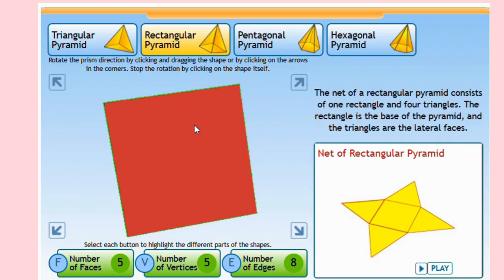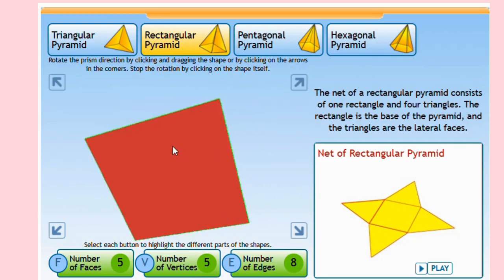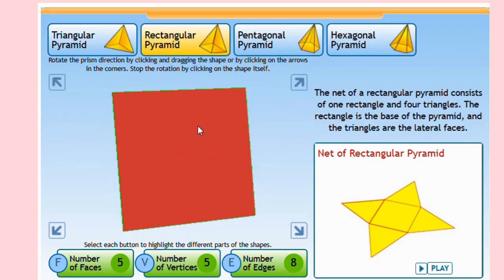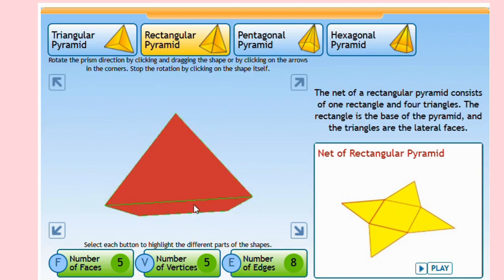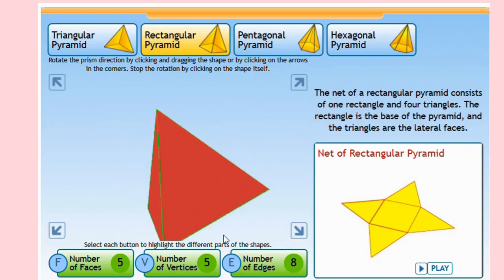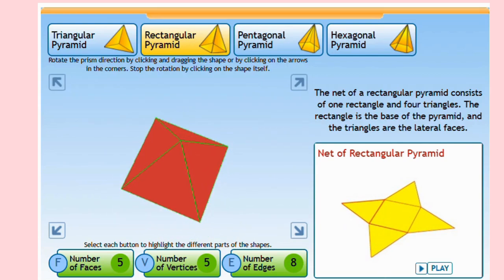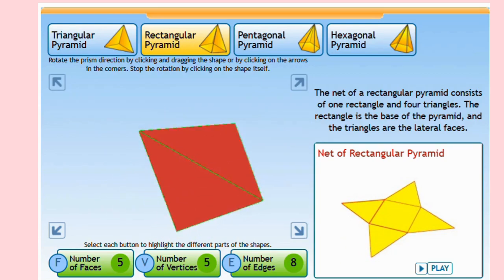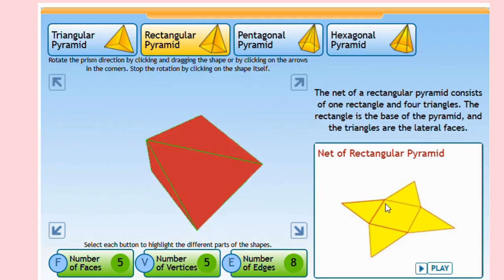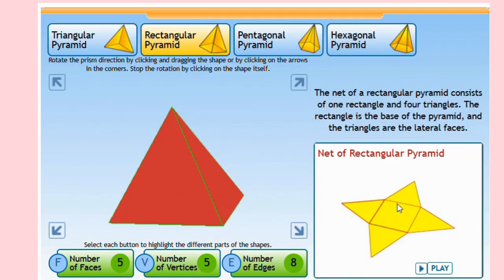A pyramid has only one base, one shape base, and this base is connected with triangles on each of the sides. So it makes the point that makes you think of Egypt, the pyramids in Egypt. So this is a square base pyramid because there's a square at the base, and each side of the square has a triangle that connects it, making a pyramid shape.